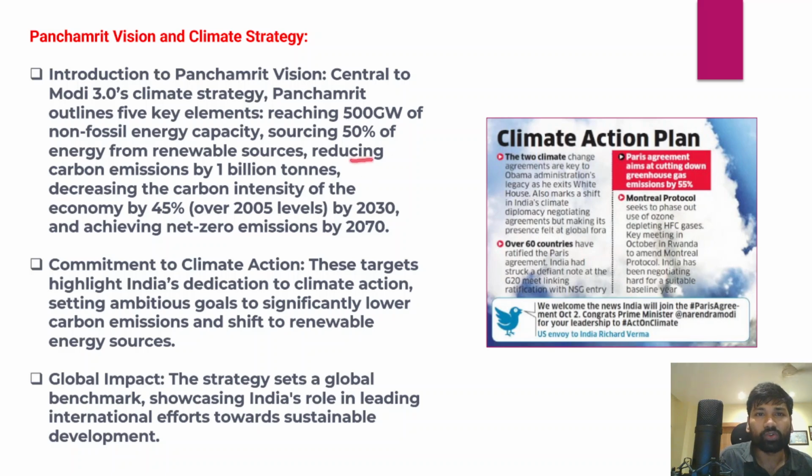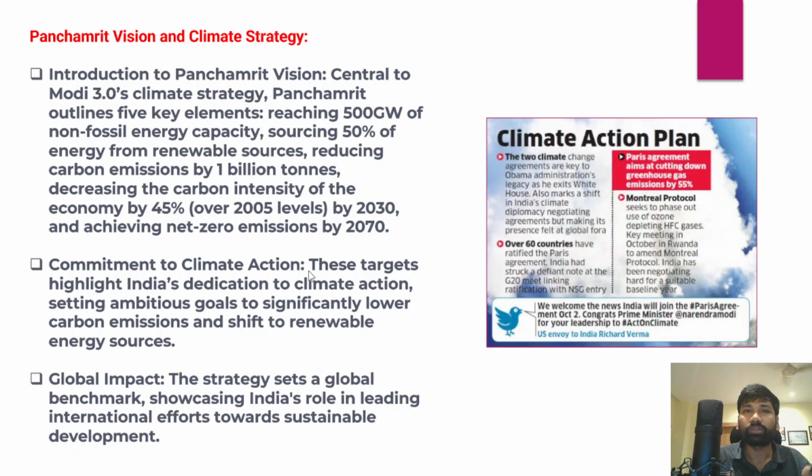And after that, we'll also reduce emissions, this will be the third goal. The third goal is reducing carbon emissions by 1 billion tons, so 1 billion tons by 2030. And at the same time, the fourth goal is decreasing the carbon intensity of our economy by 45% by 2030, compared to 2005 levels. And also one of the most important goals is becoming net zero by 2070. So this is also one of the most important goals that the Panchamrit strategy has outlined.